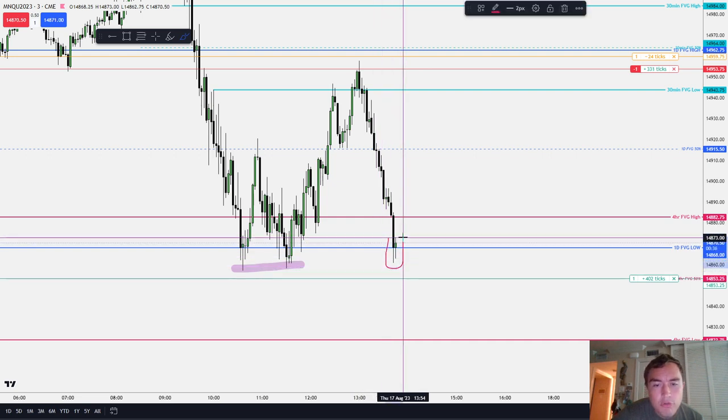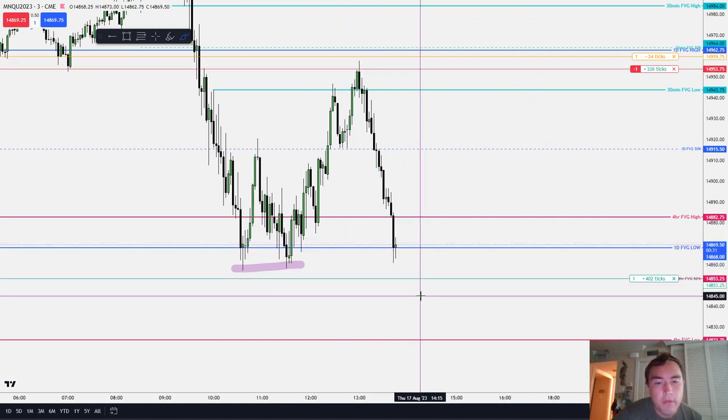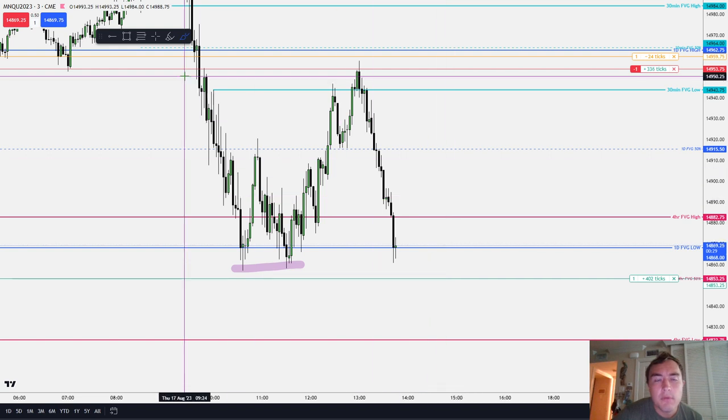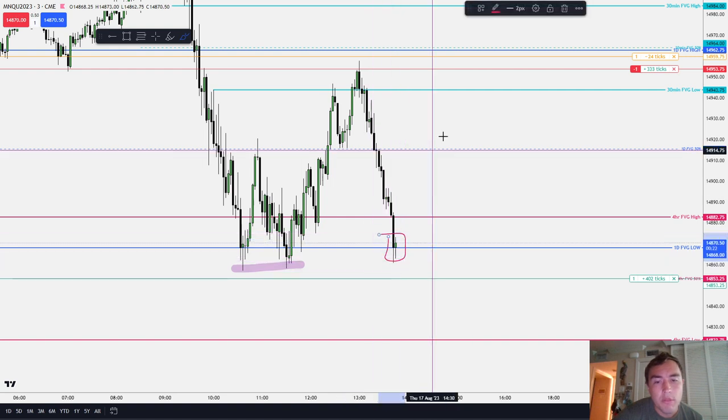Okay, this would be a long trap right here. This is a buyer's trap. You do not want to buy this. You do not want to buy this before a flush. That would be a big mistake, like a 50-point mistake. You get in real bad trouble if you long this right here.